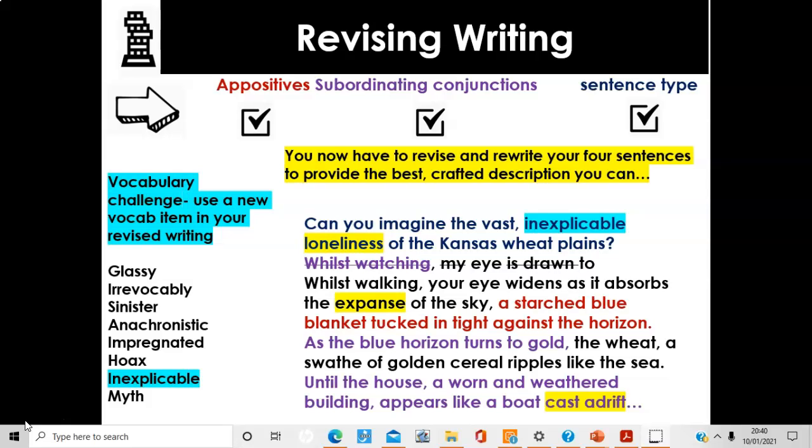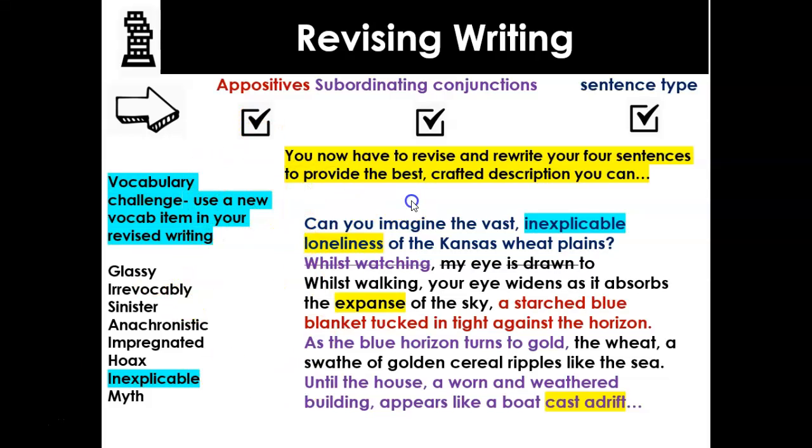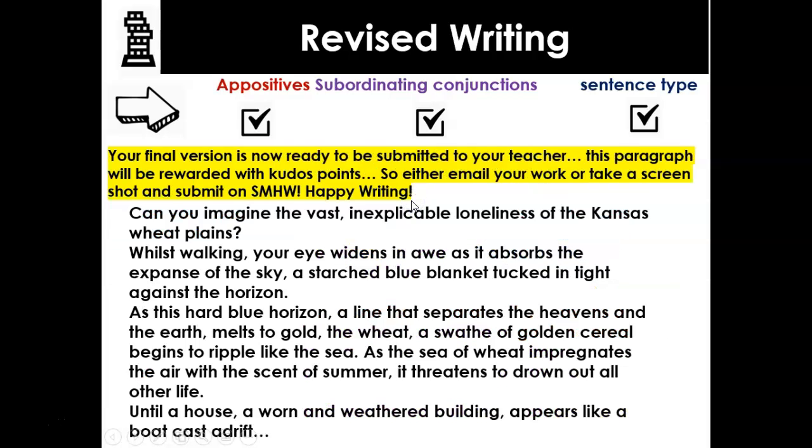There is a vocabulary challenge here. These were some of the new words we've looked at earlier. Glassy, irrevocably, sinister, inexplicable. So some of those words, panoramic itself. So there's a challenge here to use vocabulary. And you are now going to give yourself the rest of this lesson time to really create your final version, ready to be submitted to your teacher. So this paragraph will be rewarded with kudos points. So you must email it to your teacher or take a screenshot and submit it on Show My Homework.